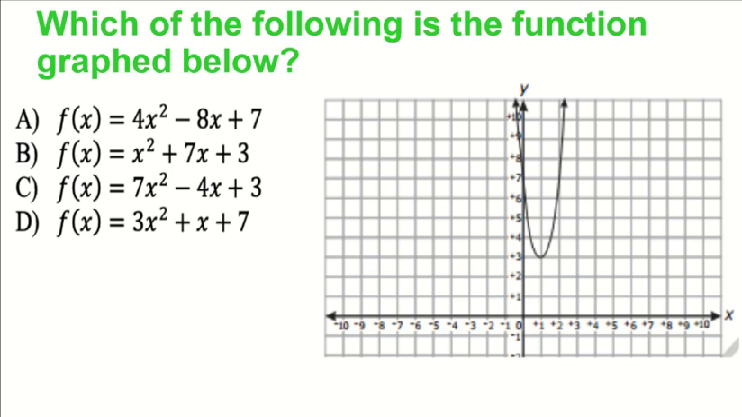Doesn't help here though. The y-intercept kind of runs together a little bit, but the y-intercept's right there at 7. B and C both have y-intercepts of 3. That's what knocks them out of this.